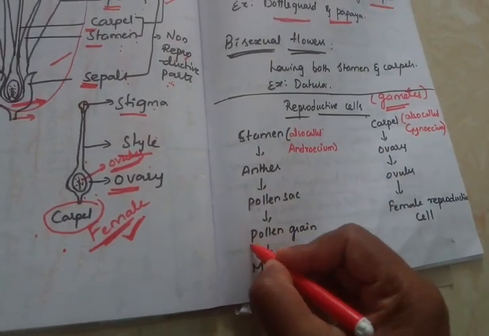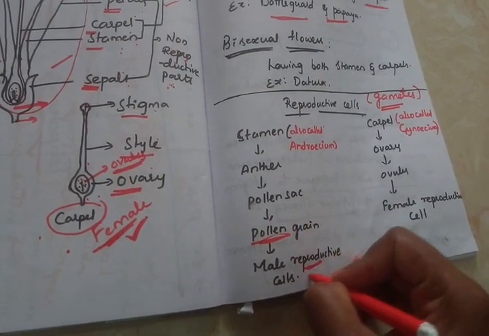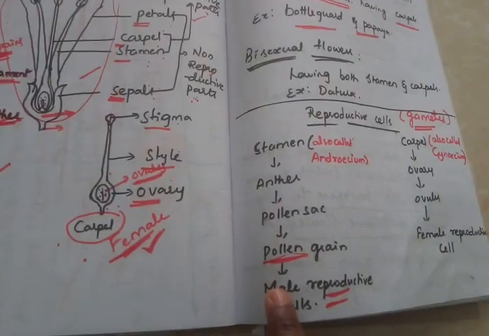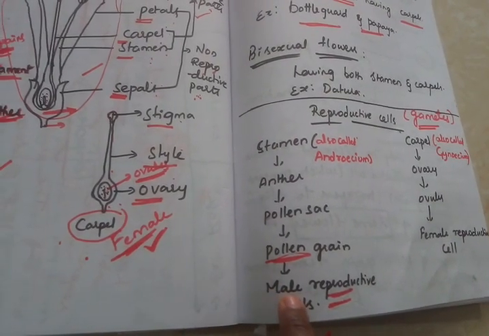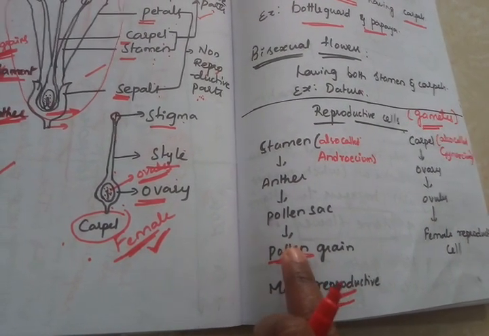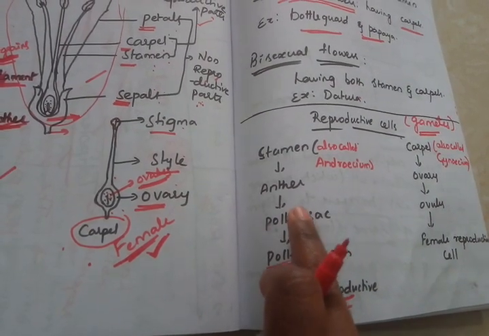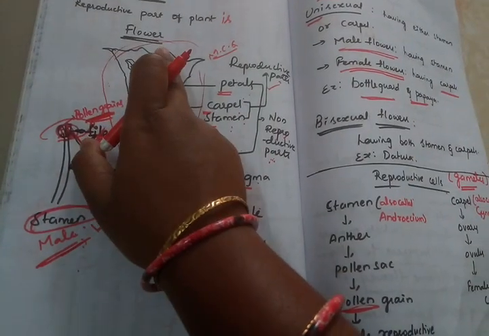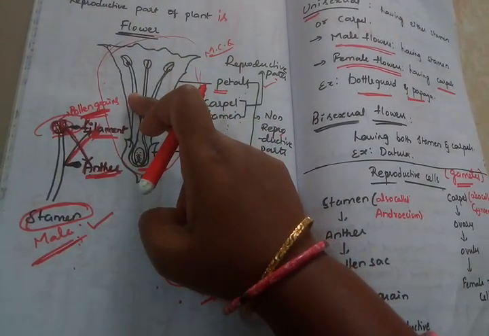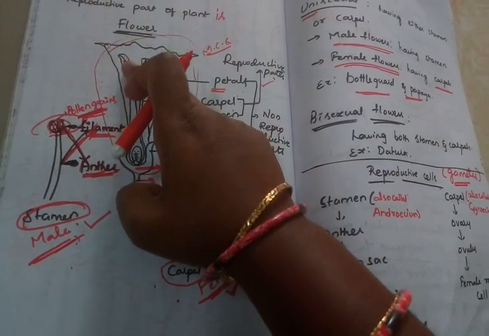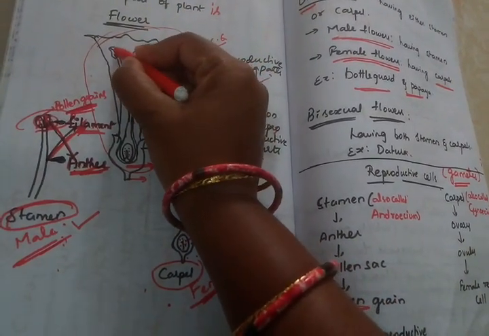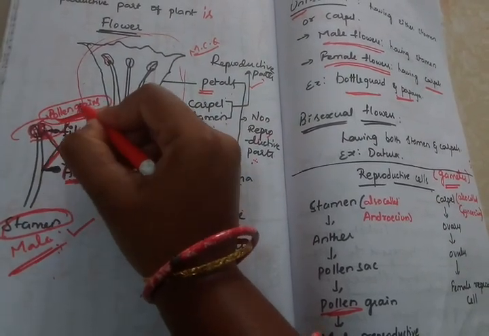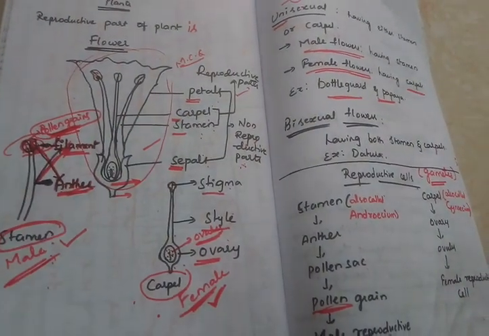Inside the pollen grains the male reproductive cells are present, which are called male gametes. Clear where the male gametes are present? Male gametes are present in the pollen grains, which are present in the pollen sac, which is present in the stamen, and the stamen is present in the flower. So in the flower, in the stamen, in the pollen sac, in the pollen grain, are the male reproductive cells. This is the path of the male reproductive cells.